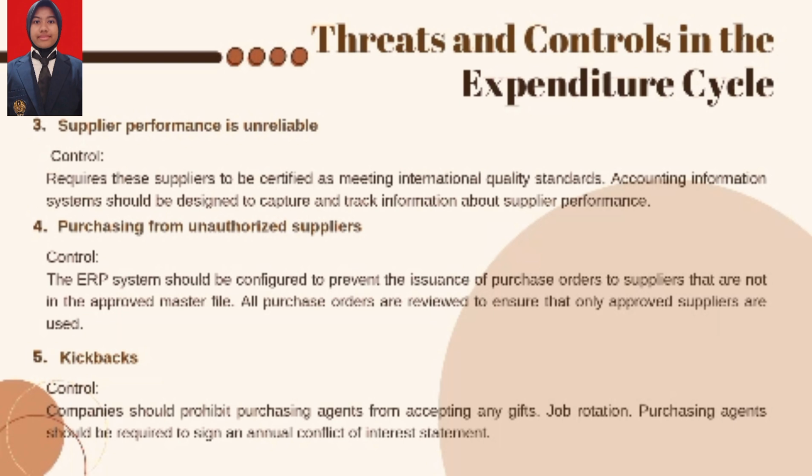The fourth threat is purchasing from unauthorized suppliers. To control it, the ERP system should be configured to prevent the issuance of purchase orders to suppliers that are not in the approved master file. All purchase orders are reviewed to ensure that only approved suppliers are used. And the fifth is kickbacks. Companies should prohibit purchasing agents from accepting any gifts. Job rotation. Purchasing agents should be required to sign an annual conflict of interest statement.